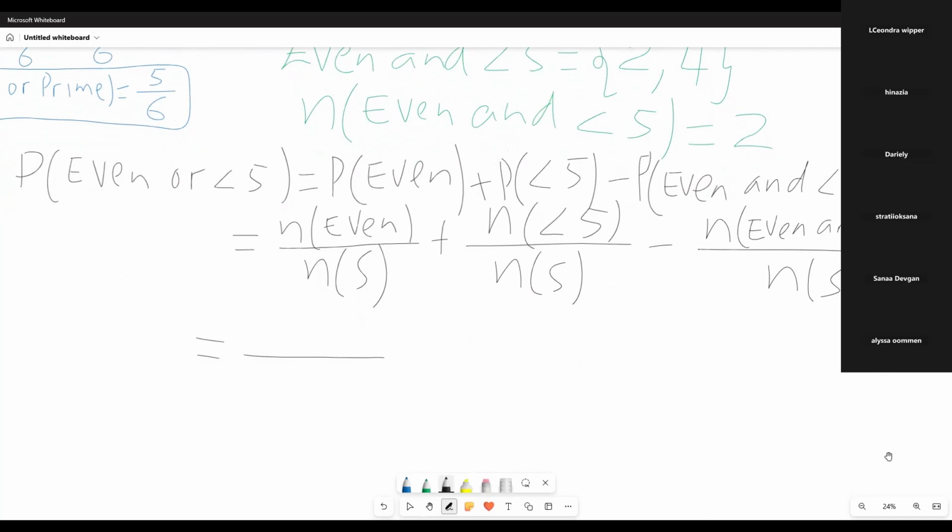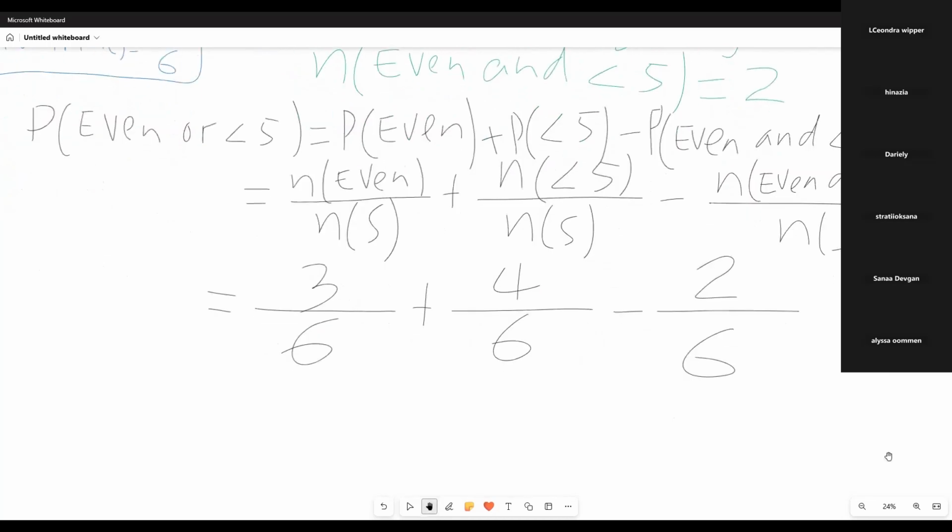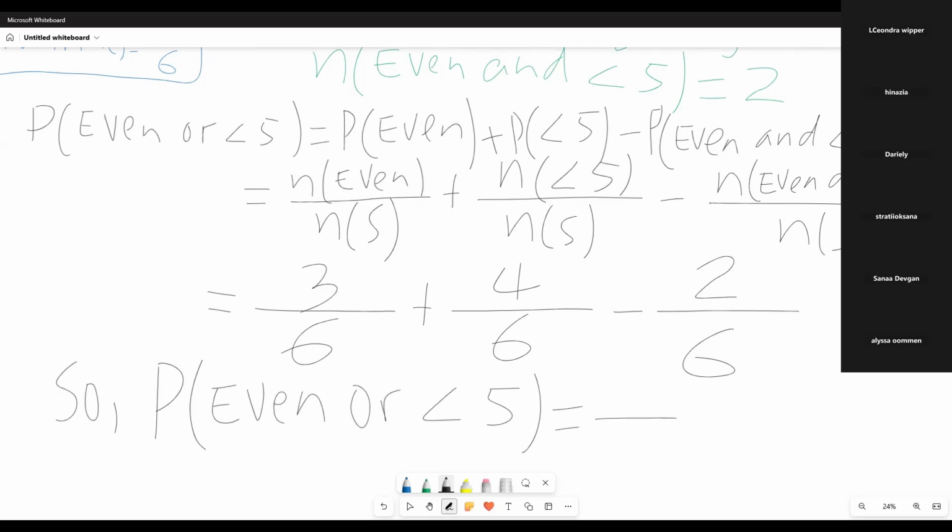n of even got 3. n of S is 6. Less than 5 is 4 over 6. Minus n of even and less than 5 is 2 over 6. So P of even or less than 5 would be 5 over 6.